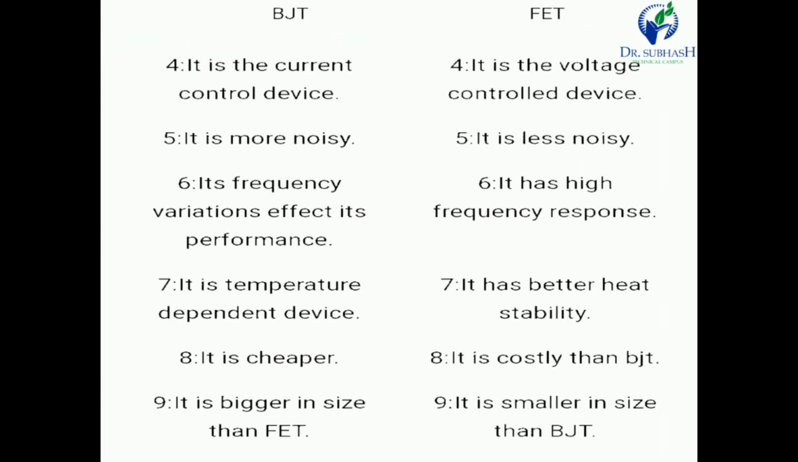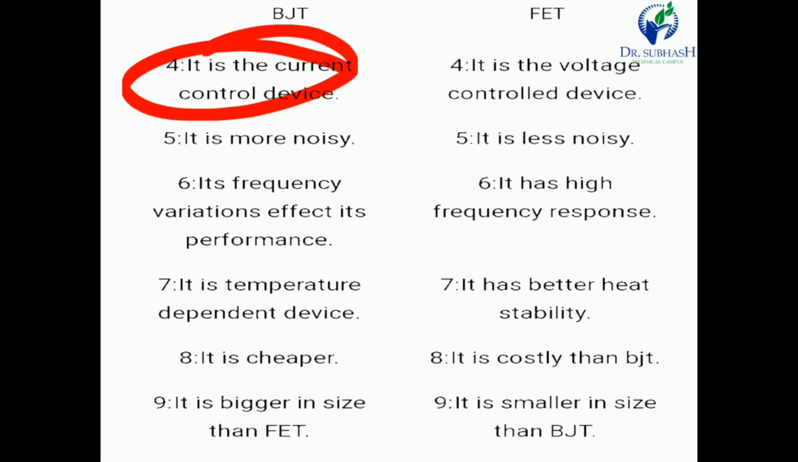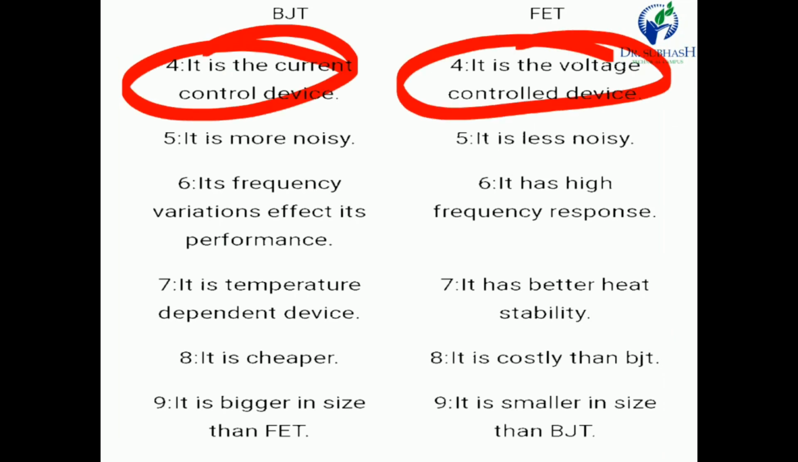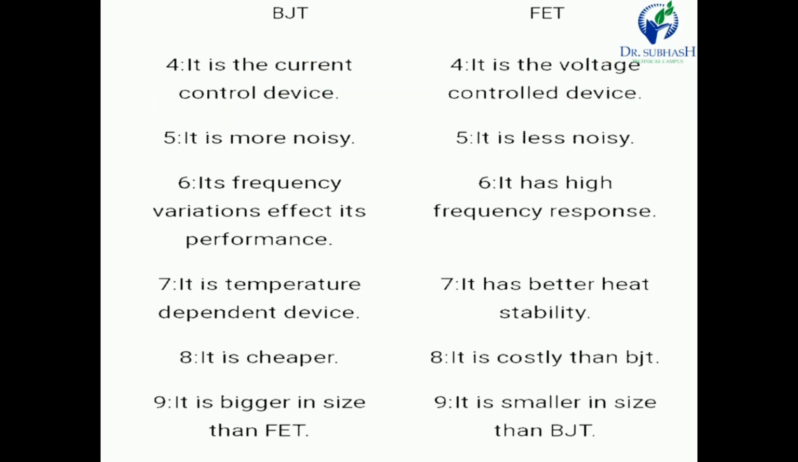Then fourth, BJT is a current control device and FET is a voltage control device. This is the most important difference between BJT and FET. If you want to control the output current, then in BJT you have to remember current, and in FET you have to remember voltage. Here the controlling current is IB, the base current, and in FET the VG, the gate voltage, is the control voltage.